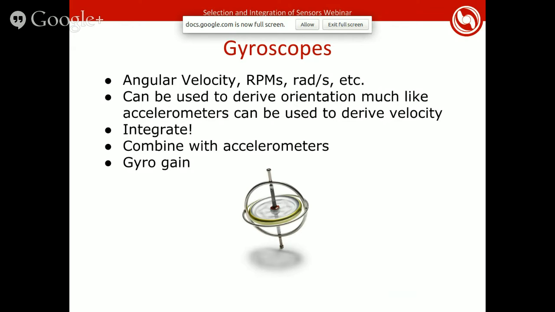One thing to keep in mind is gyroscopes usually have something called gyro gain, which is a steady state offset to their reading. So even when they're standing still, they probably measure a small amount of angular velocity, and you can calibrate against that by keeping the unit still and capturing these constants and simply subtracting them from the readings when you're actually rotating.